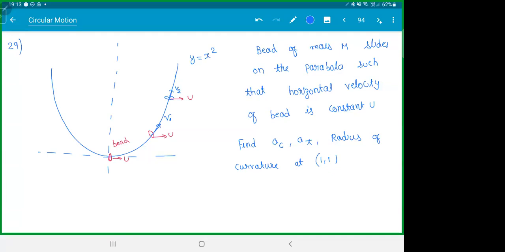At 0. 80. 5 root 5 u square by g. What is that? Radius of curvature. Aditya. Let's see.